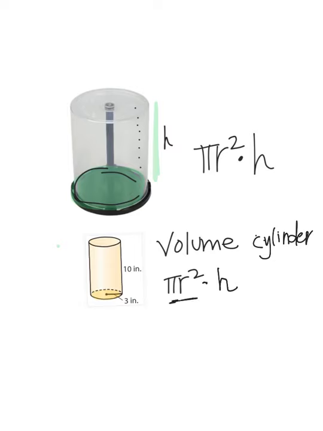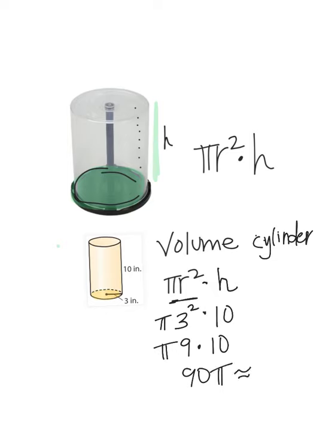So we can go pi, radius is 3 squared times 10, which is our height. So pi times 9 times 10, so you get 90 pi. That would be exact, and if you plug it into your calculator with 3.14, you would take 90 times 3.14 and get 282.6.